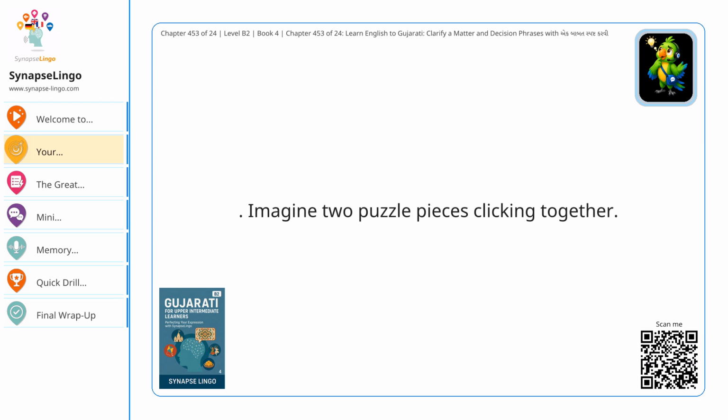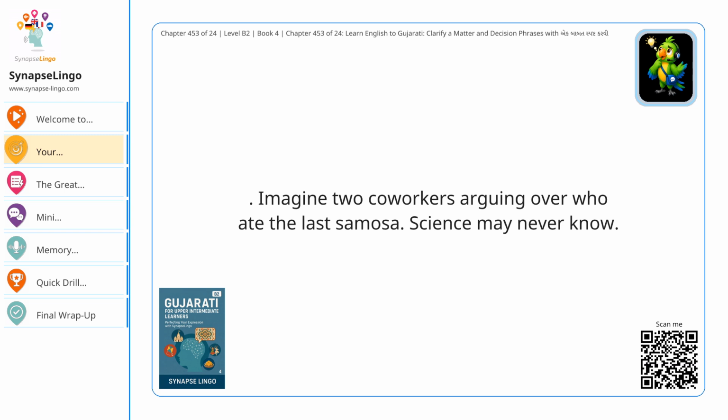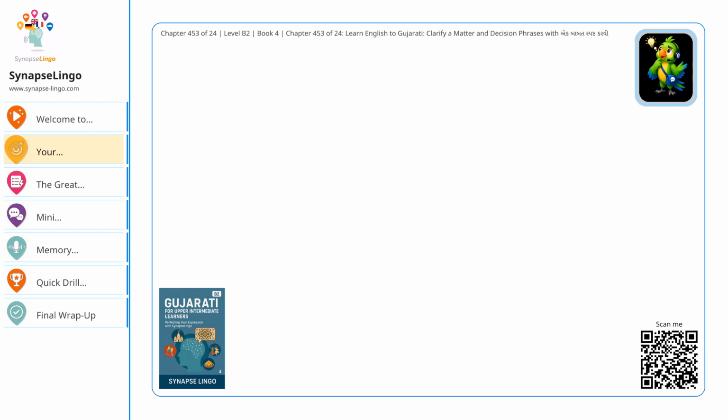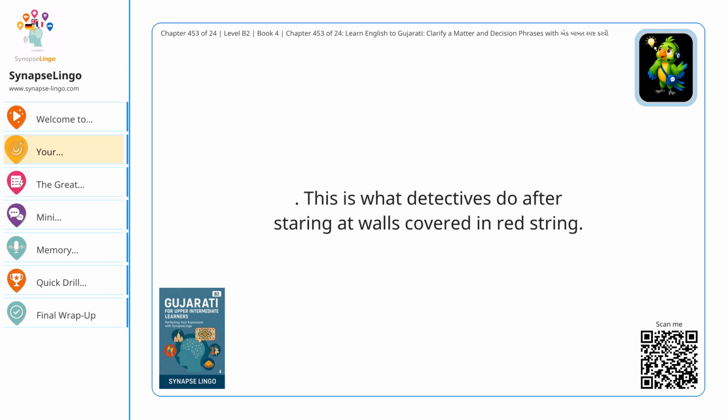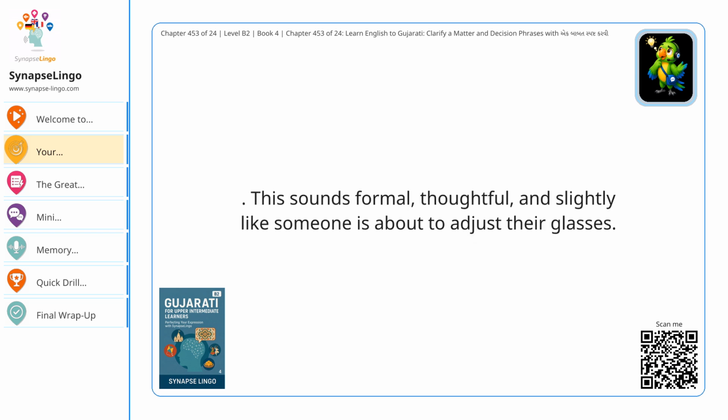Imagine two puzzle pieces clicking together. Resolve a contradiction, is. વિરોધાભાસ દૂર કરવો. Imagine two co-workers arguing over who ate the last samosa. Science may never know. Draw a conclusion, is. નિષ્કર્ષ કાઢવો. This is what detectives do after staring at walls covered in red string. Make an assessment, is. મૂલ્યાંકન આપવું. This sounds formal, thoughtful, and slightly like someone is about to adjust their glasses.